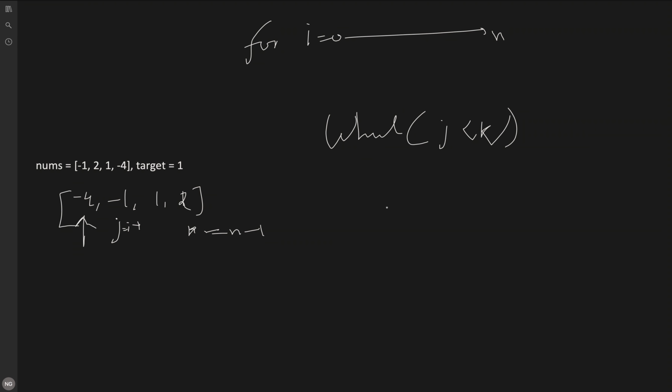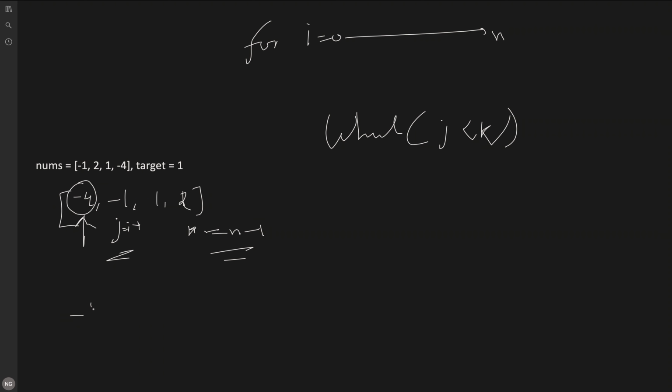Now the thing is how we will move these two pointers, j and k. This is what is called the two pointer approach. When we need to update the two pointers, as you can see, nums of i is fixed for this iteration, and j is here and k is here, and let's say our target is 1.